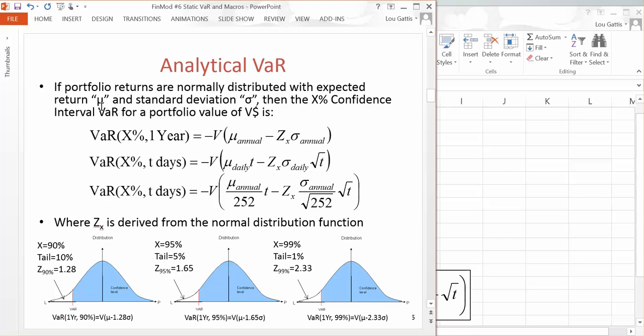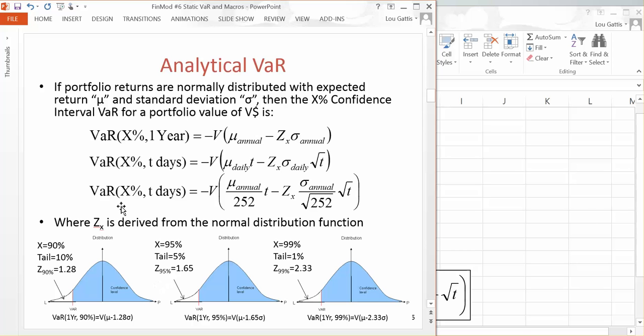If your portfolio has an expected return of mu and a standard deviation of sigma, and returns are assumed to be normally distributed, the X% confidence interval VaR is given by the following formulas. The X% confidence interval 1 year VaR is minus the portfolio value V times the annualized mean minus Z of X times the annualized standard deviation, where Z of X is a statistic coming from a normal distribution.